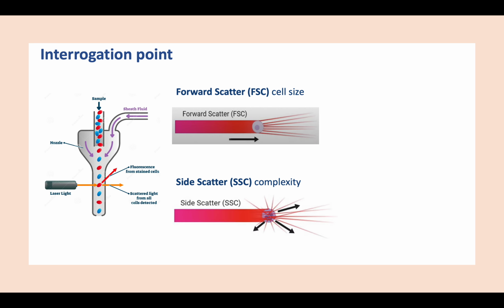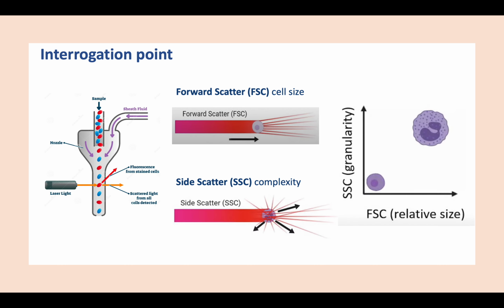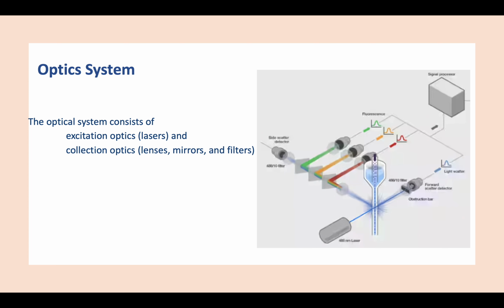Okay, so with this information, what we can do is plot a forward scatter versus side scatter plot. So on our x-axis, we can have forward scatter signal, and on our y-axis, we can have side scatter signal. So now what this will allow us to do is that the large granular cells will end up in the top right quadrant of this plot, whereas the smaller cells or debris will end up on the bottom left over here.